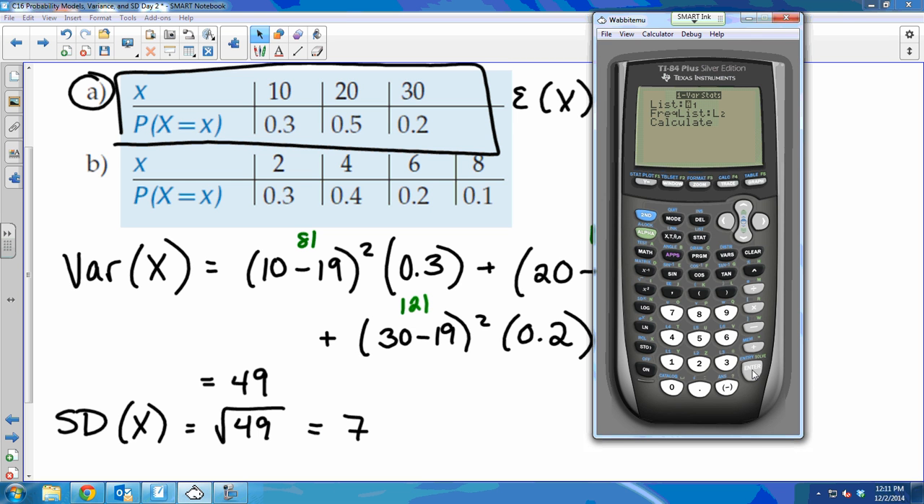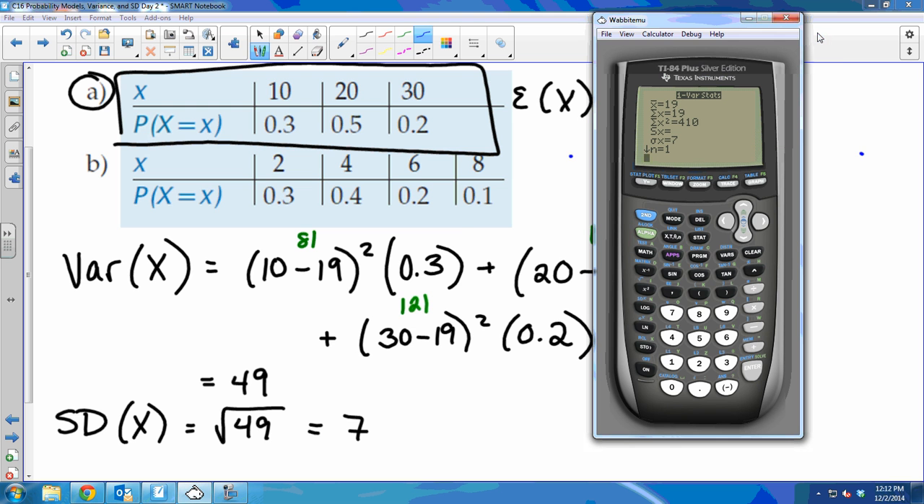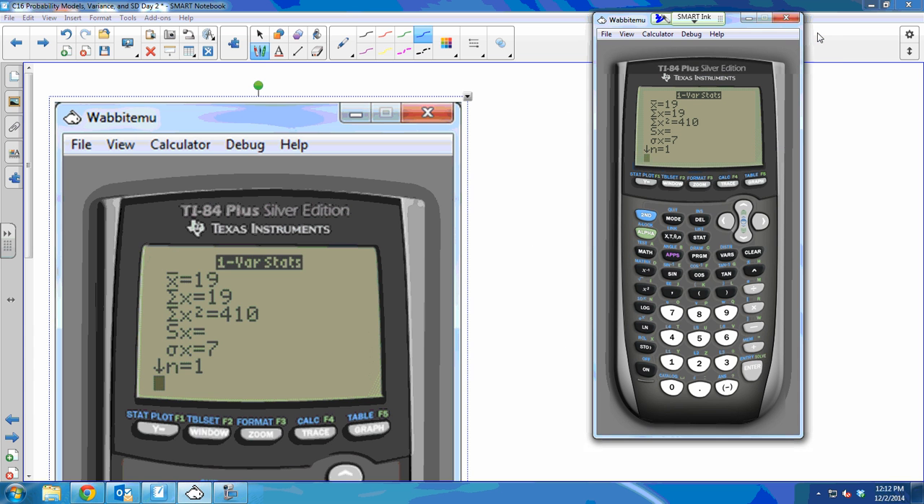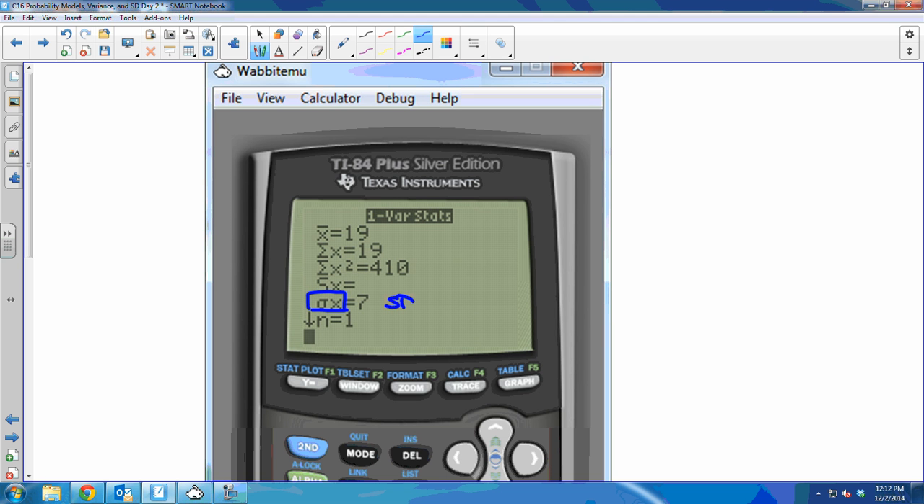Okay? So we're going to calculate. And then we've got some stuff here. No, quit doing things. Interesting. Perfect. That actually worked out for the better. Okay, so here we have sigma x. Sigma stands for standard deviation. We just did this problem and it was 7, so that makes sense.